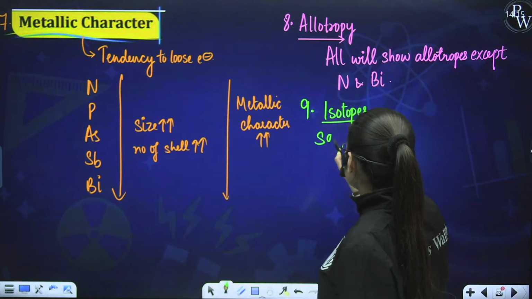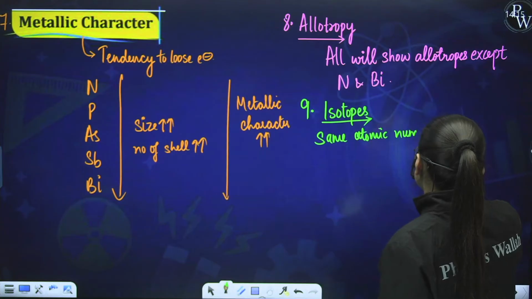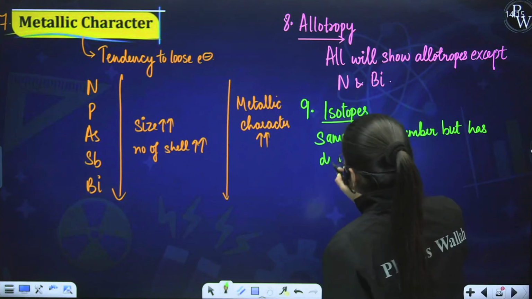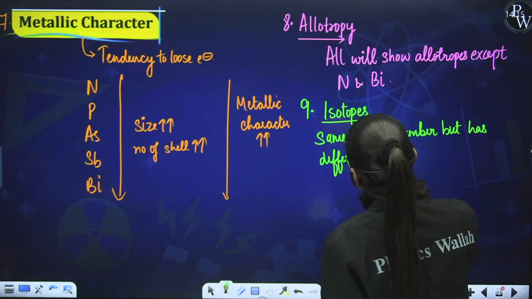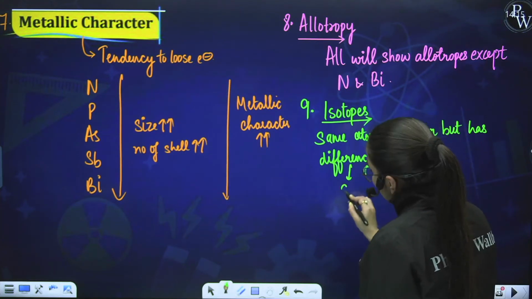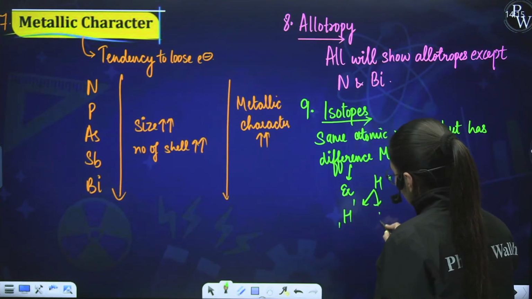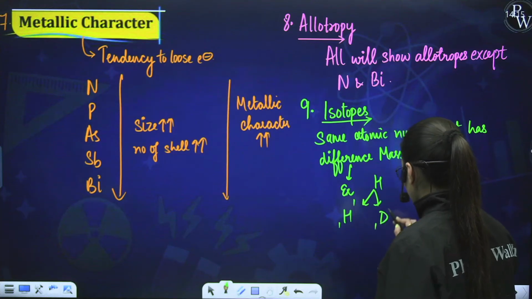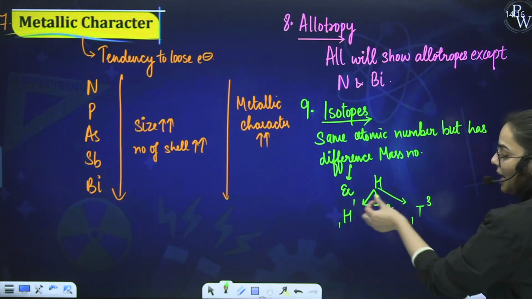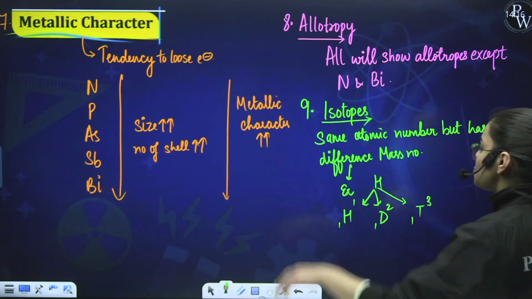Isotopes are those which have the same atomic number, but different mass number. Let me give a general example for you to understand. Let us talk about hydrogen. Hydrogen exists in the form of protium, deuterium, and tritium. The atomic number for them is 1, but the mass numbers are 1, 2, 3 respectively, which are different. Atomic number is the same, but the mass number is different. This is what isotopes are.